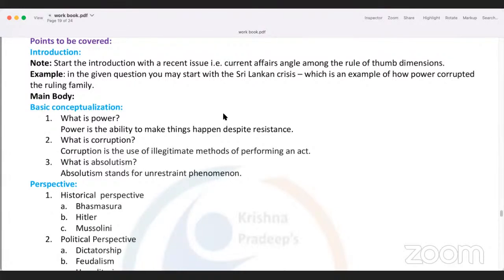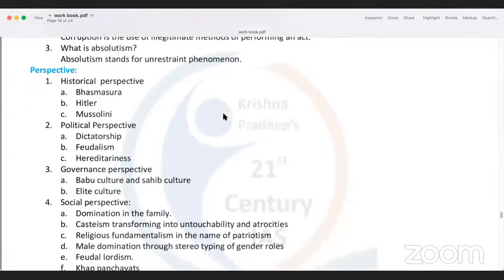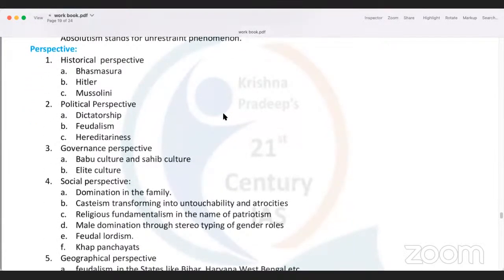Because of this usurping of enormous power into their hands, there was a misuse of the power. They do all those things which are not acceptable for legitimate governance. Then, elite culture in the administrative system. Usually, an IAS officer or IPS officer, together they are known as what?